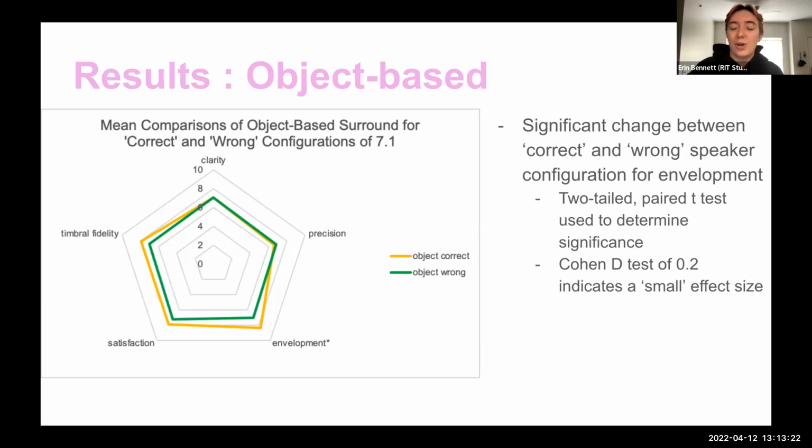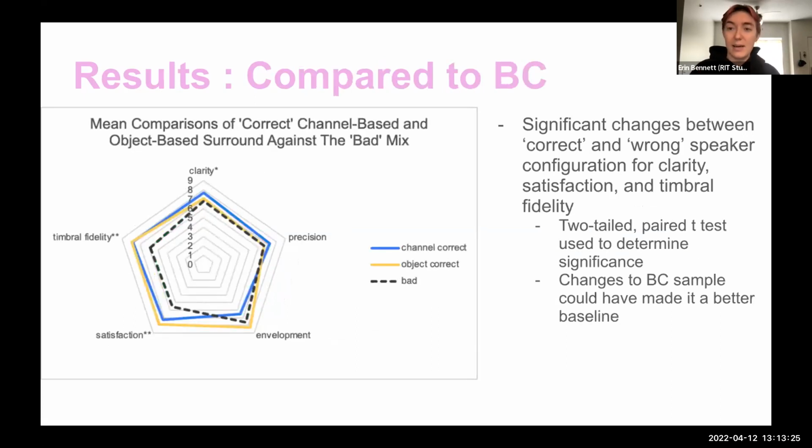But I also just wanted to show you what it looks like compared to the baseline sample. This is showing the channel with the correct configuration and the object with the correct configuration versus my baseline sample that was mixed very differently. And you can see immediately that people perceived that sample a lot differently for 3 of the 5 attributes that I asked people about. So this was good to see that people were generally perceiving it differently. And you can see that it performed a lot worse than both surround sound technologies for timbre fidelity, clarity, and satisfaction.